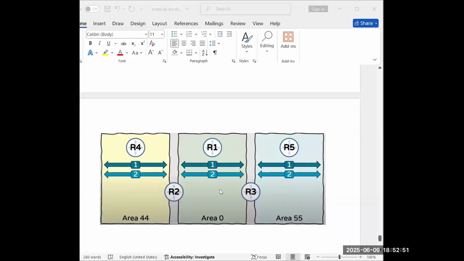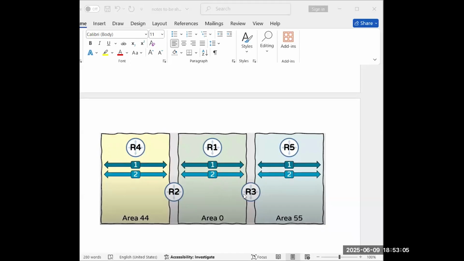Good morning. So today we'll see just one important topic in OSPF, that is the different types of LSA. Here, see, this is an example where a network running on OSPF has this many routers, R1, R2, R3, R4, R5.